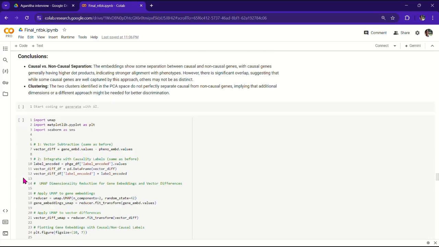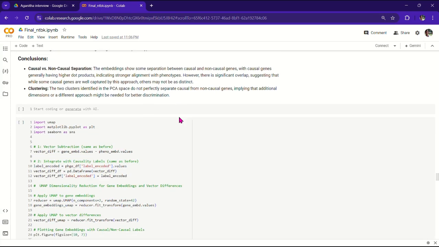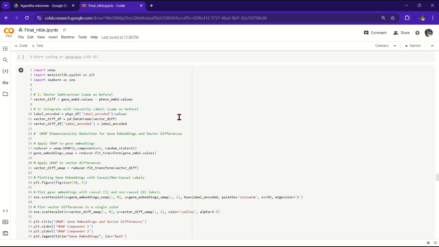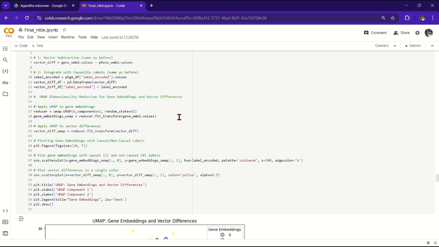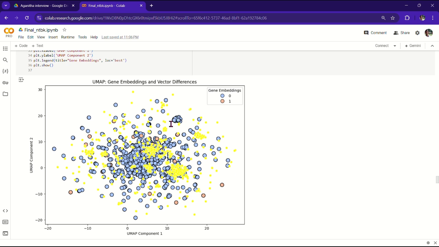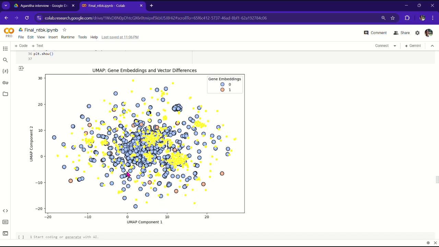And here is the explanation of the block. Then we performed other methods also, like vector subtraction and integrating with the causal genes. Here, orange represents causal genes and blue represents non-causal genes, and these are the vector embeddings, and these are the vector difference embeddings. By taking the difference of the vectors of gene and phenotype, the vector embeddings are now clearly overlapping with each other.